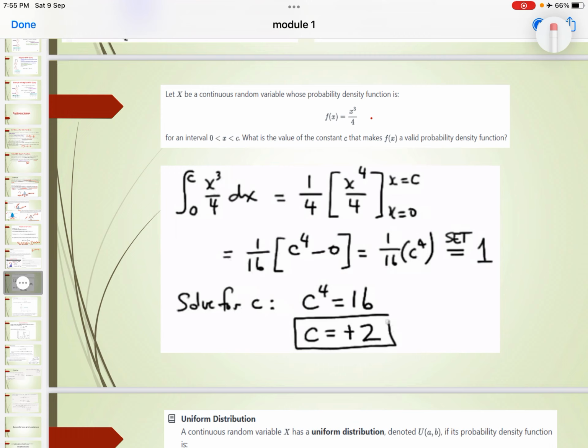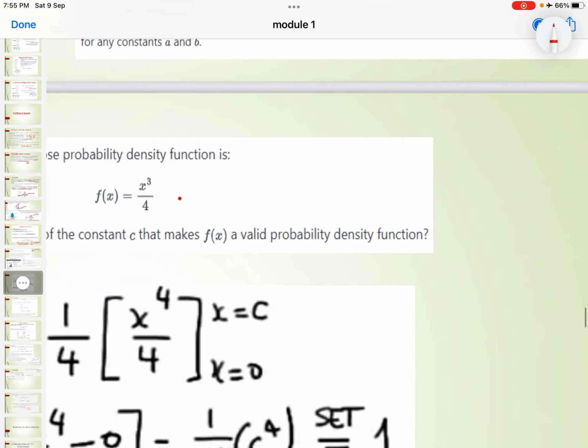Next, let's see this example. Let x be a continuous random variable whose probability density function is given to you as f of x is equal to x cubed by 4 for the interval 0 less than x less than c. What is the value of constant c that makes f of x a valid probability density function? So how will you solve this?